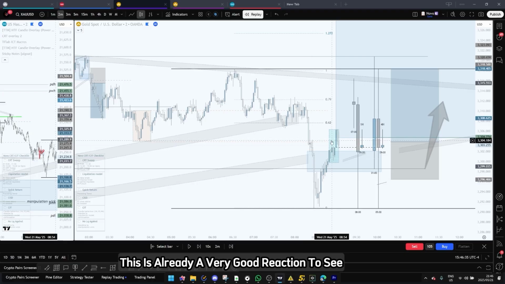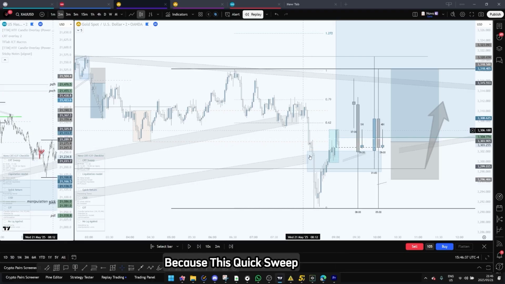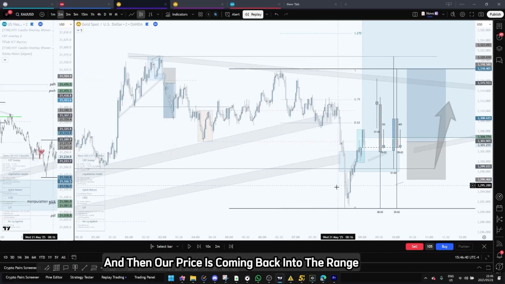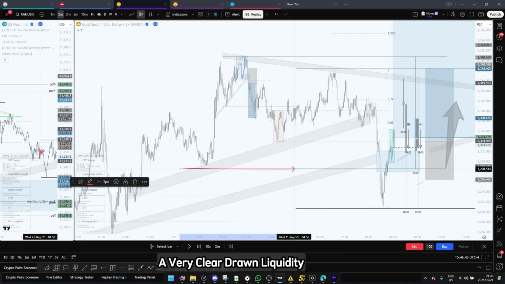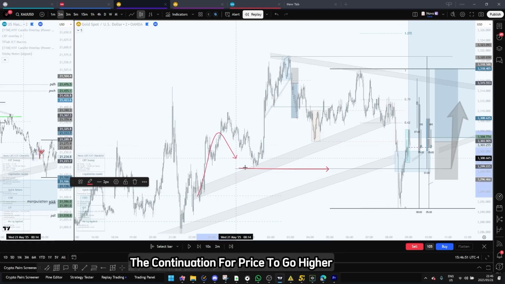This is really a very good reaction to see because this quick sweep and then our price is coming back into the range. Once again, here is that 1 a.m. low point, a very clear drawn liquidity. And you can see how this can actually be seen as a turtle soup, which also just aids the continuation for price to go higher.